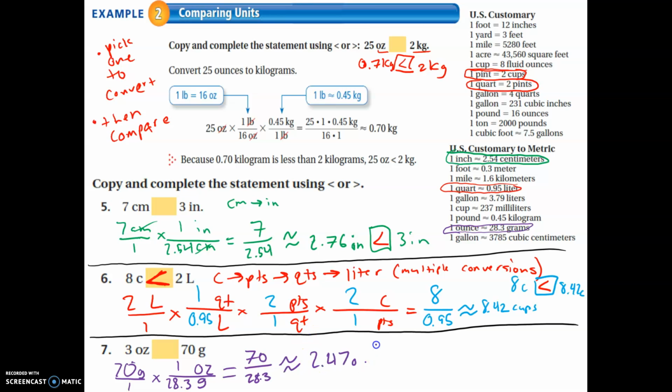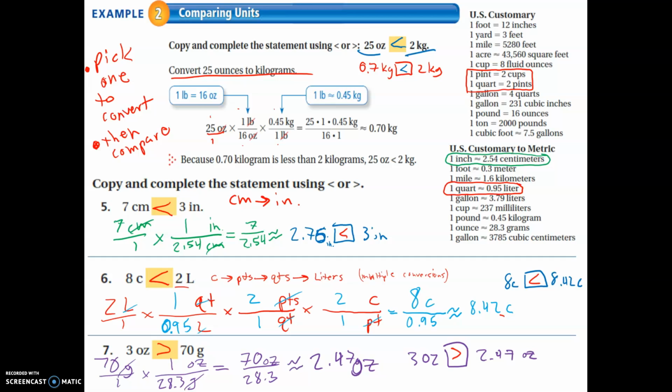Which is approximately equal to 2.47 ounces. So we know that 3 ounces compared to 2.47 ounces, there's my computer starting back up again, is of course going to be greater than. So greater than. All right.